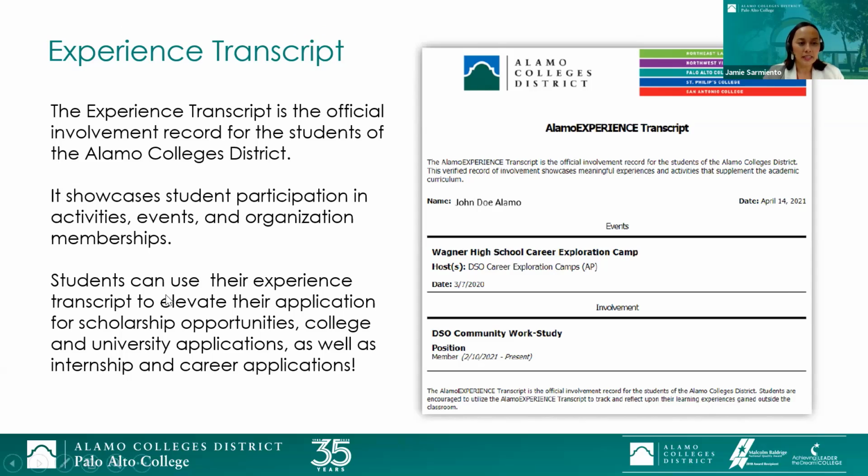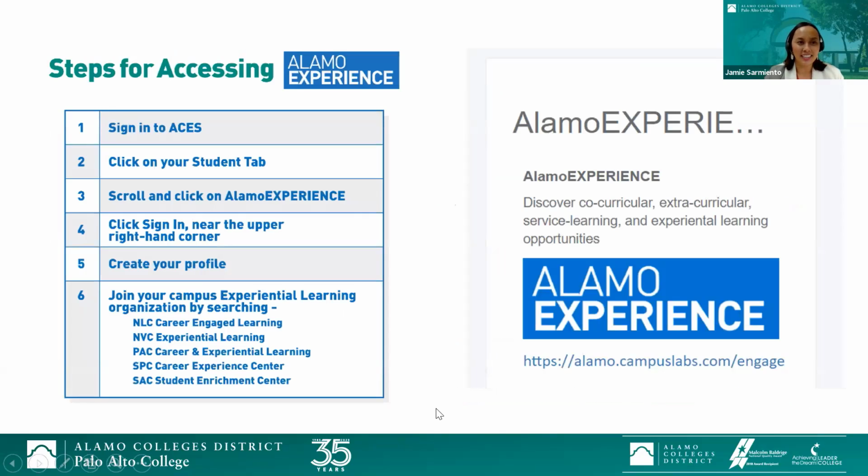So the next step is, you guys know the platform, right? Well, how do you access it? So these are the steps for accessing AlamoEXPERIENCE. This is specific to students, but it does not look very different as an employee. So students can access AlamoEXPERIENCE by signing into their ACES, clicking on their student tab, scrolling until they see this right here. They can click straight into the platform.